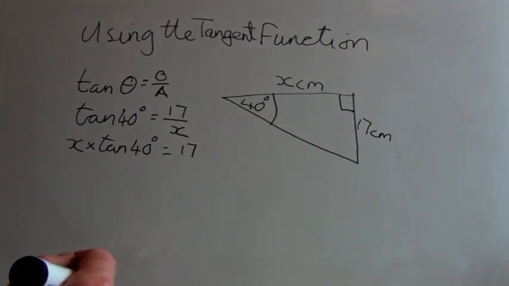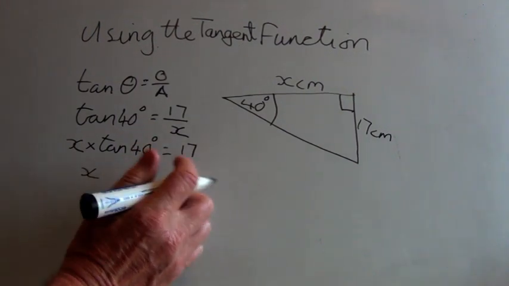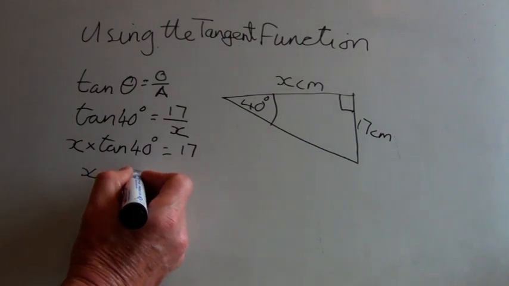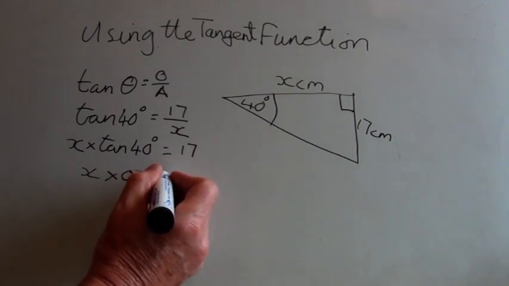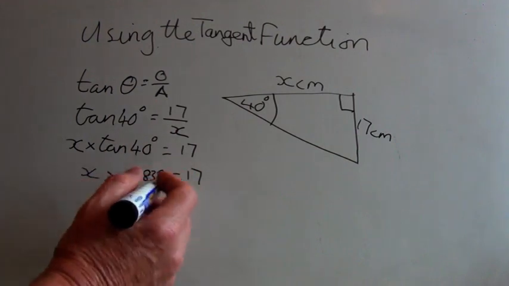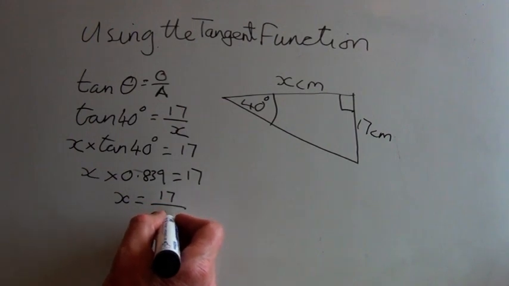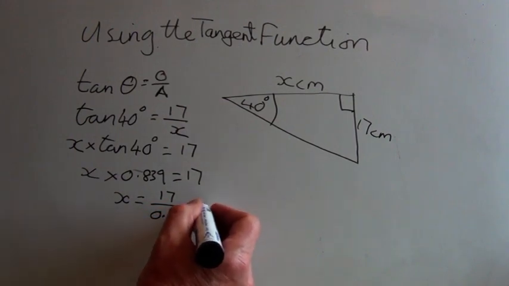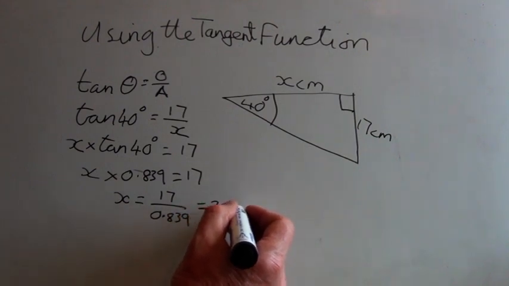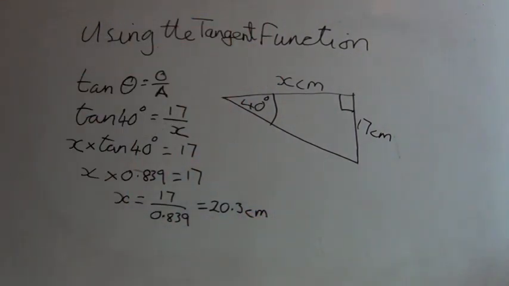So therefore x times the tan of 40, which is 0.839, equals 17. Therefore we have x equals 17 divided by 0.839, which equals 20.3 centimeters. So the value of x is 20.3 centimeters, and the adjacent side is 20.3 centimeters long.